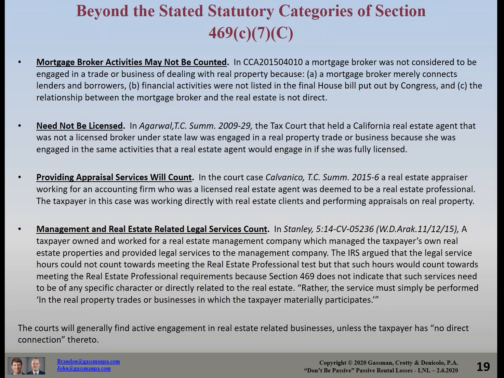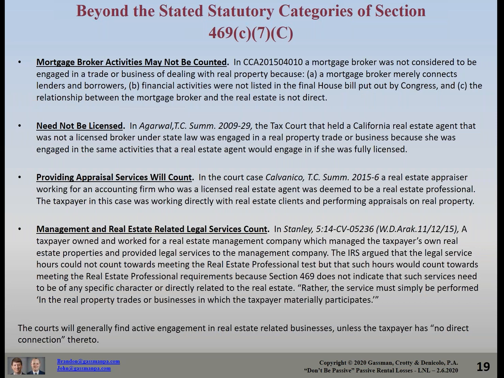On slide 19, there are some cases on what will qualify to be a real estate professional, and here you'll notice that this all has to do with how closely connected the activity is to the actual real estate. So in the first one, mortgage broker activities generally will not be considered to qualify, but if you look at the second one, Agrawal, you'll see that a real estate agent doesn't even need to be licensed to be considered a real estate professional.